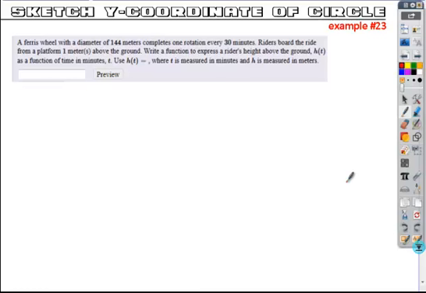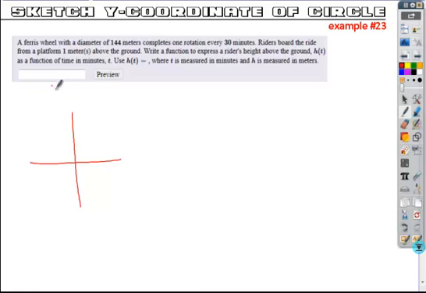So let me go through this final question here. Okay, so this one's asking you to write the equation that represents the height of a rider on a Ferris wheel. Okay, and so we need to look at two different sketches or two different graphs for this. One is the graph of the Ferris wheel itself, and the other one would be the graph that just indicates the height of the rider or passenger.